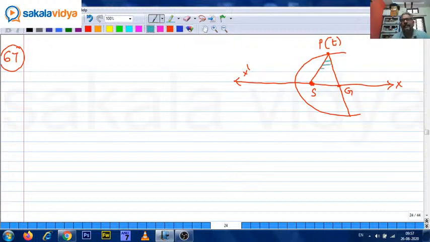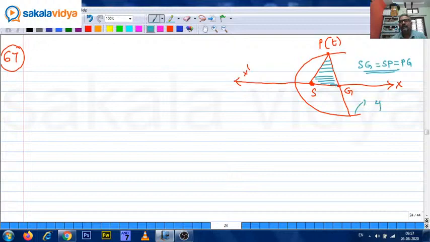This is the triangle, an equilateral triangle. Sides SP, HG, PG are equal. Here HG equals SP equals PG because it's an equilateral triangle. Any length you need to find out.